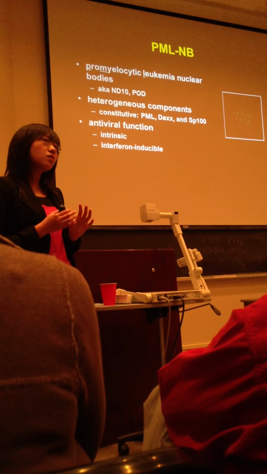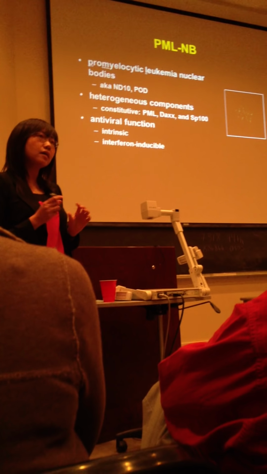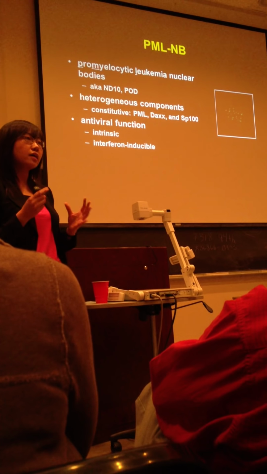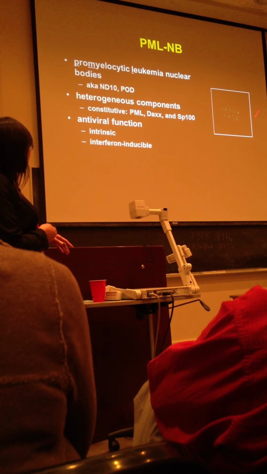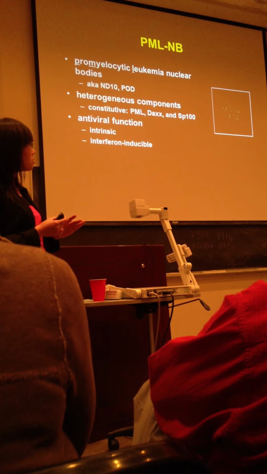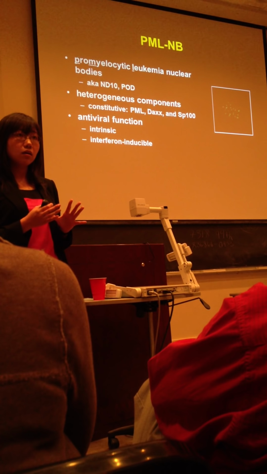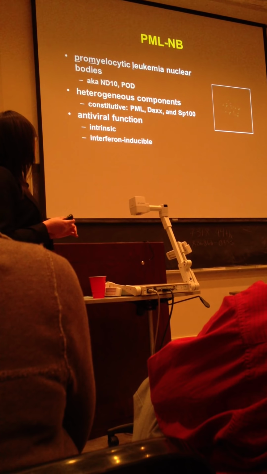If you stain the cells using a specific antibody that recognizes this PML protein, then you can visualize the presence of PML nuclear bodies, which is shown here on the right. They appear as small, bright foci that are present in the nucleus.